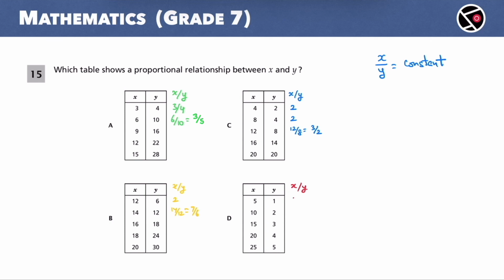5 by 1 is 5. 10 by 2 is 5. 15 by 3 is 5. 20 by 4 is 5. 25 by 5 is 5. Clearly, D is our choice.